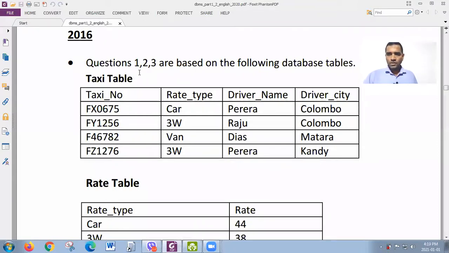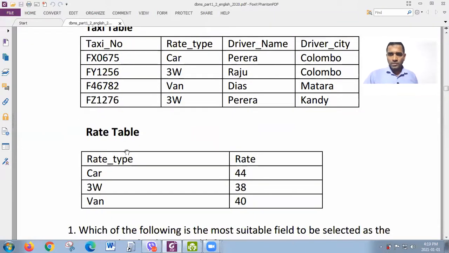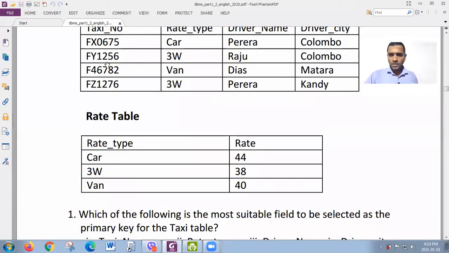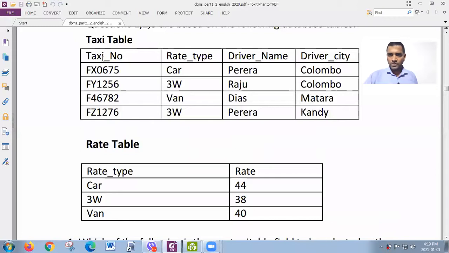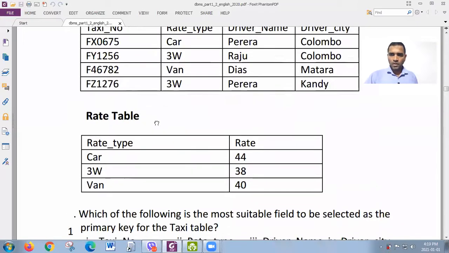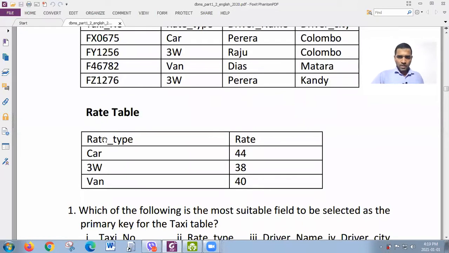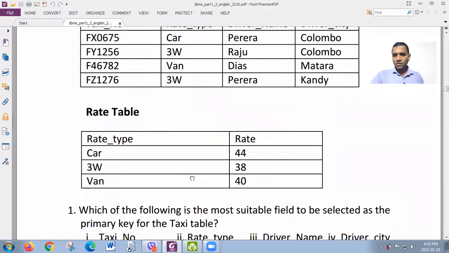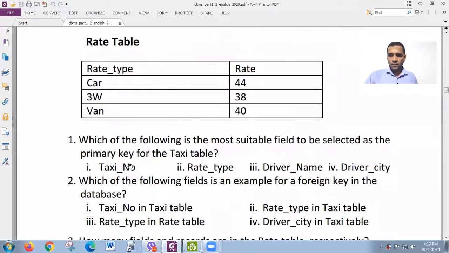2016. Questions 1, 2, 3 are based on the following database tables. Okay, you have a taxi table and also a rate table, right? There are two tables given. Taxi table has four fields: taxi number, rate type, driver name, driver city. And rate table has rate type and rate. Okay, so take a look at the first question.